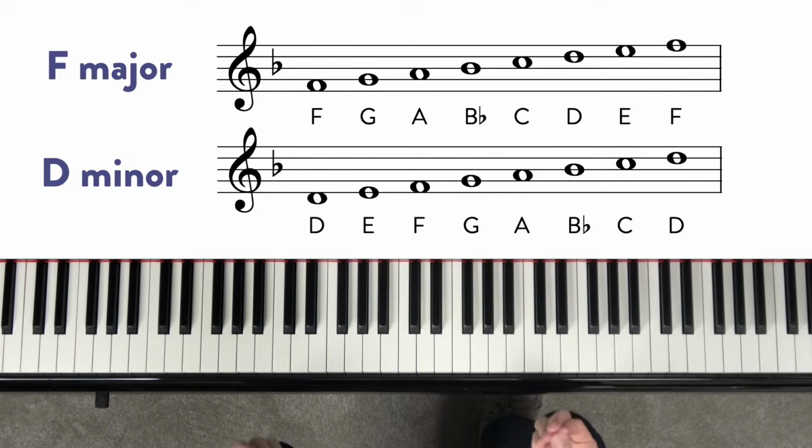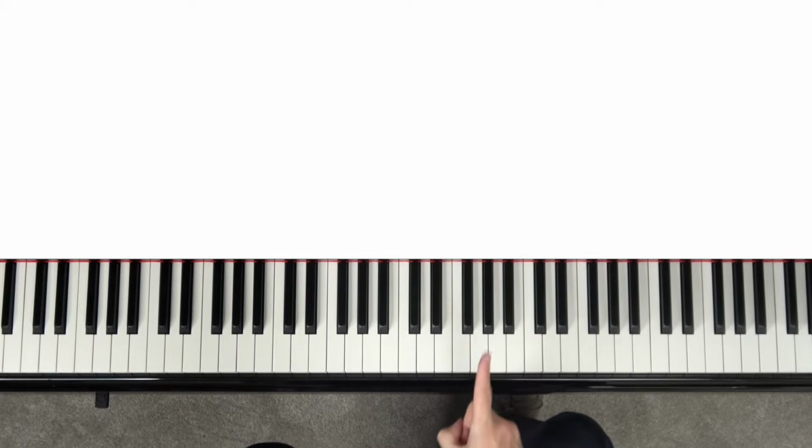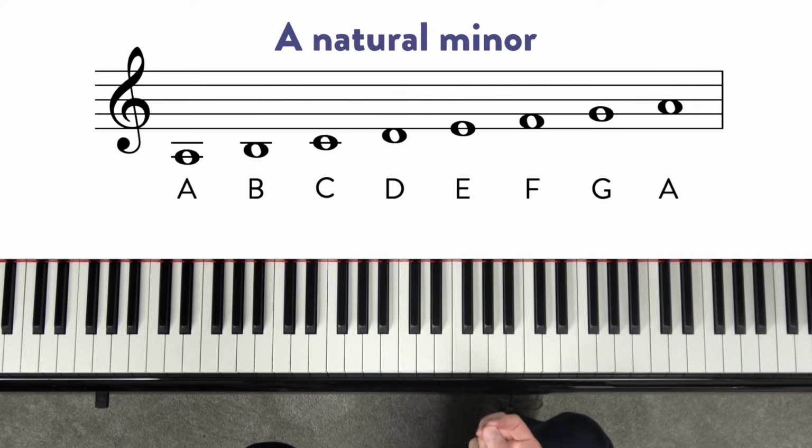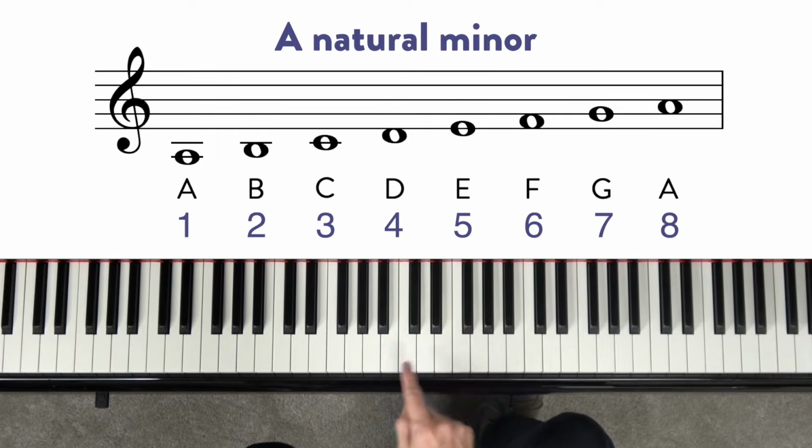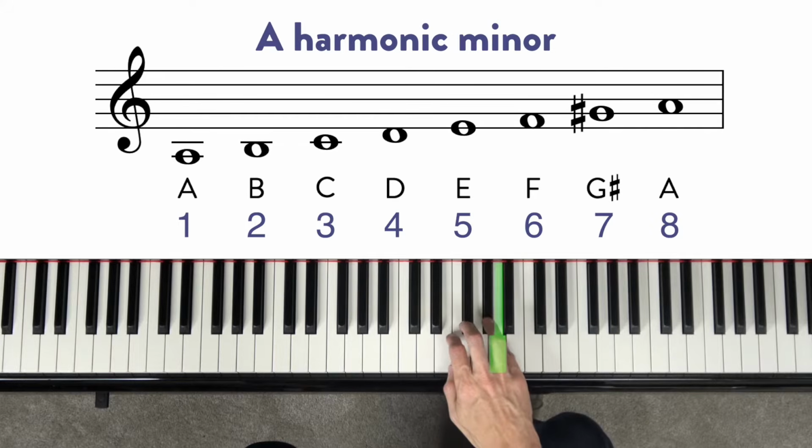For harmonic minor, we use the same key signature as natural minor, but there is 1 scale degree that gets altered. For harmonic minor, we raise the 7th scale degree 1 half step. For example, this would be A natural minor. For harmonic minor, we take the 7th note, which is G, raise it to a G sharp. That creates the harmonic minor scale.